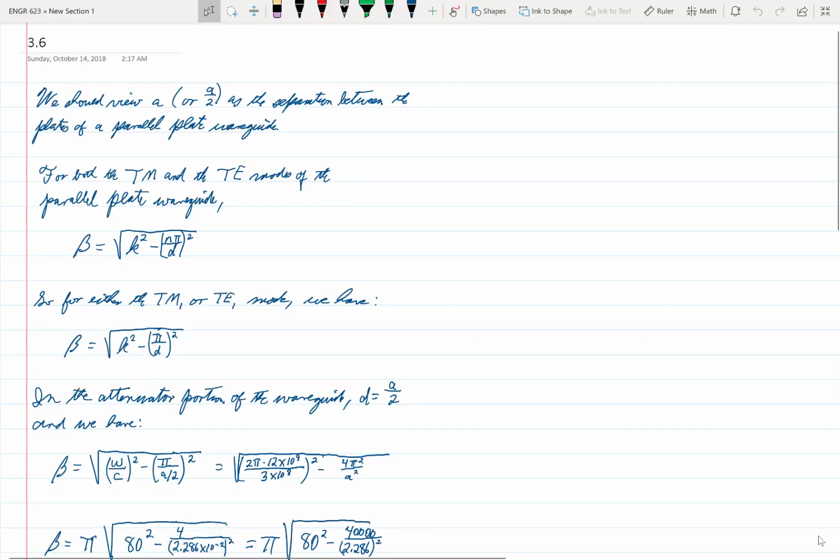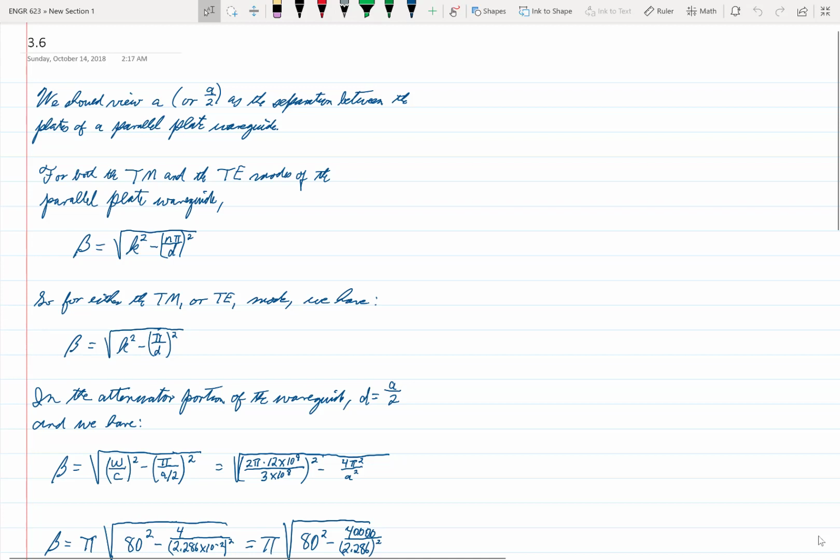Welcome to the video for problem 3.6 of Engineering 623. This problem reads as follows. An attenuator can be made using a section of waveguide operating below cutoff, as shown in the accompanying figure.